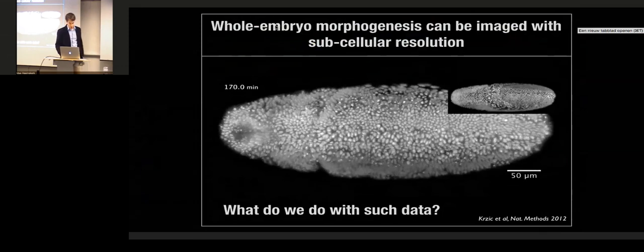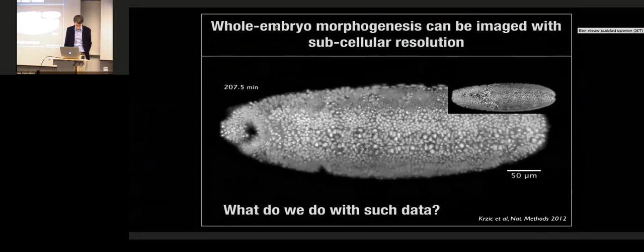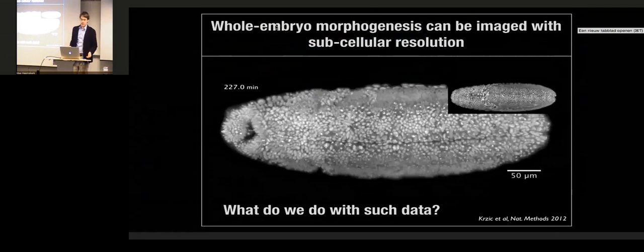And so what you see here is a Drosophila fruit fly embryo that starts with gastrulation, the first patterning event that happens, and it develops all the way through to a larva that's ready to hatch, and you start to see muscle contractions and everything at the end.